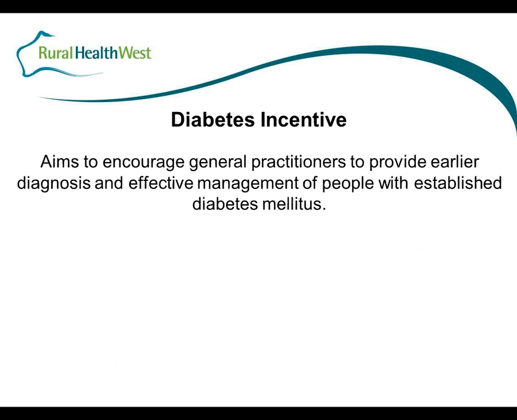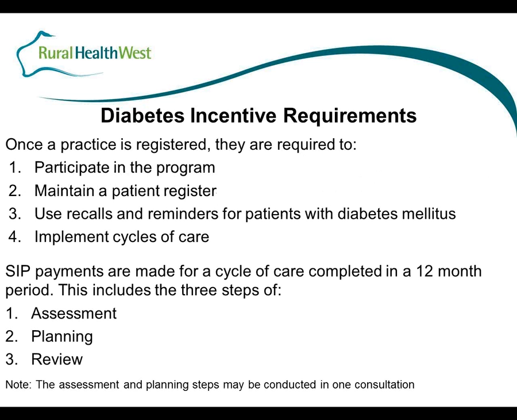Now on to the diabetes incentive. Once a practice is registered for the diabetes incentive, they are required to participate in the program, maintain a patient register, use recalls and reminders for patients with diabetes, and implement cycles of care. SIP payments are made for a cycle of care completed in a 12-month period. This includes the 3 steps of assessment, planning and review. As for the asthma incentive, the assessment and planning steps may be conducted in one consultation.